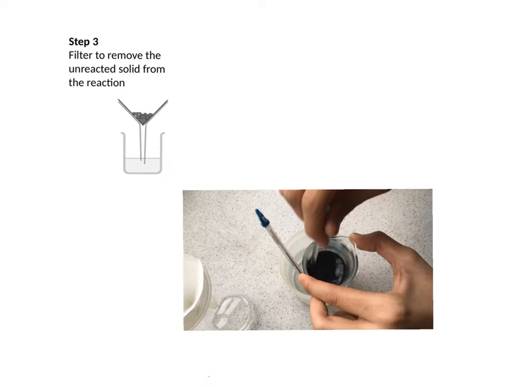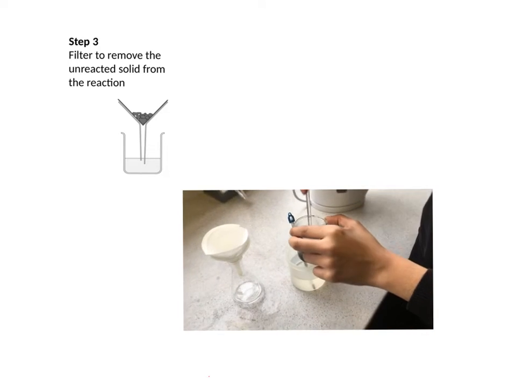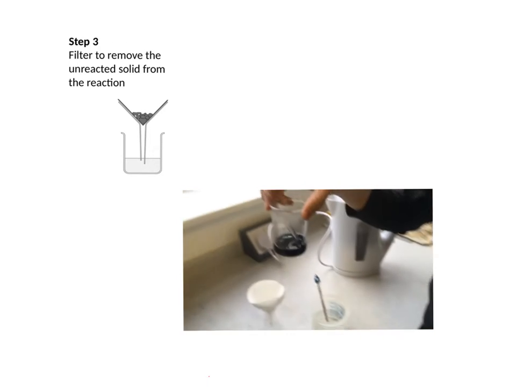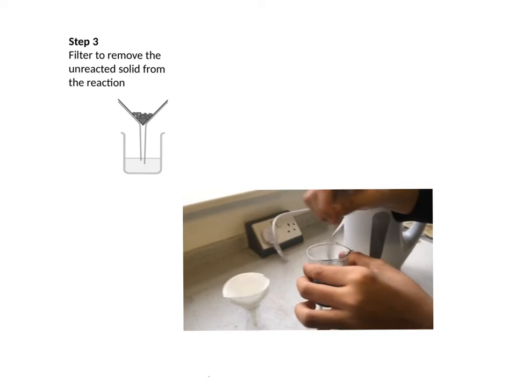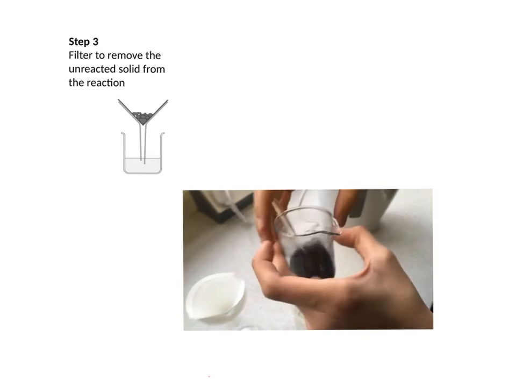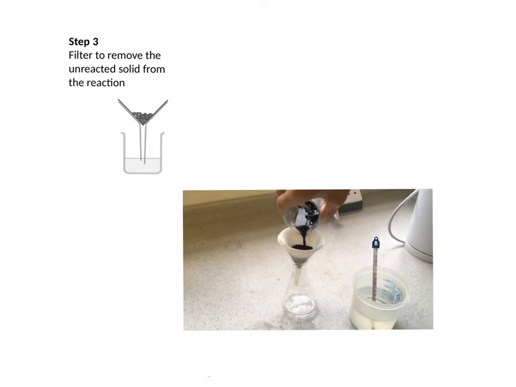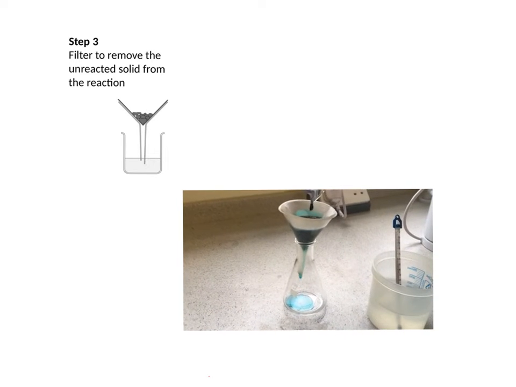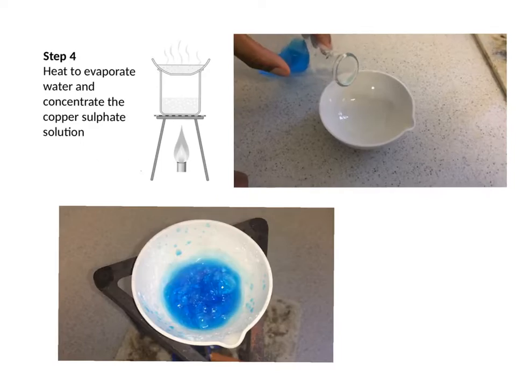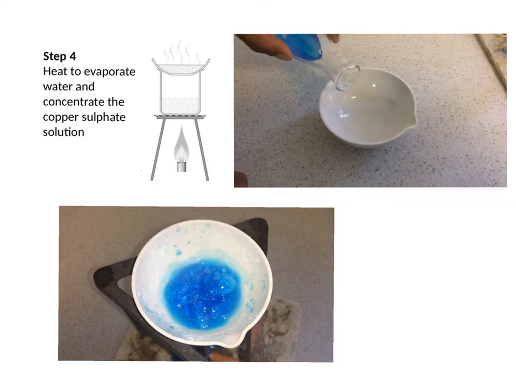Once you've added your excess of black powder, you can filter it off. Give it a good stir, and then pour it through the filter paper. When you filter off your black powder, you end up with a nice clear blue solution.